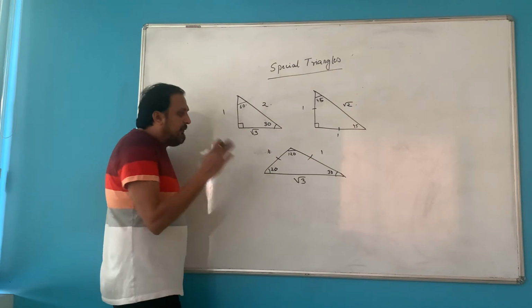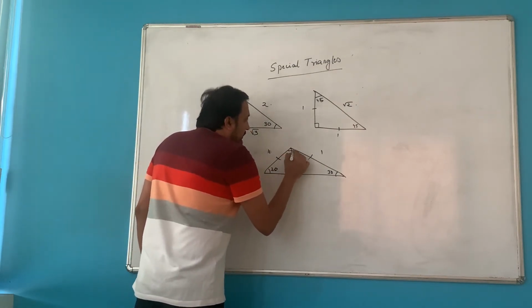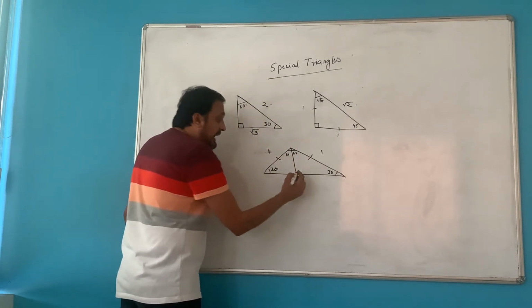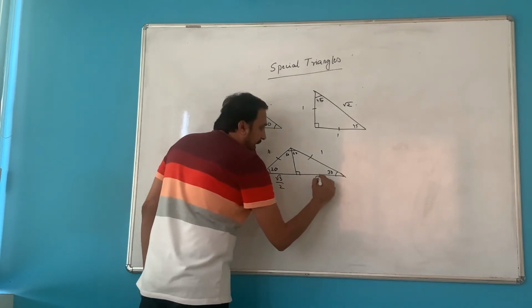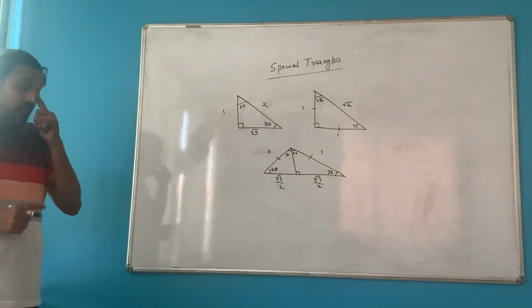If you can get it fair enough, otherwise it's not a very difficult interpretation also. This will be something like this. I essentially have two 30, 60, 90 triangles. If I have two 30, 60, 90 triangles, this part will be root 3 by 2 and this part will also be root 3 by 2. So it will be 1, 1, root 3.